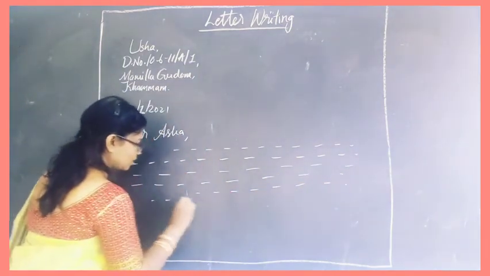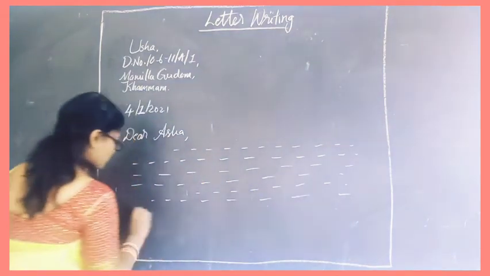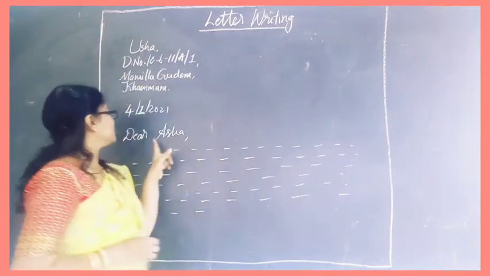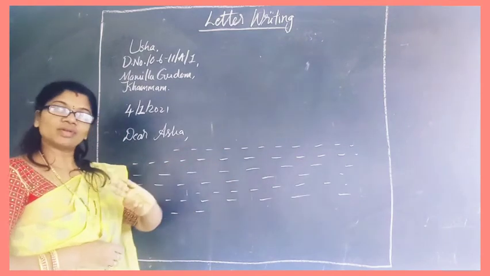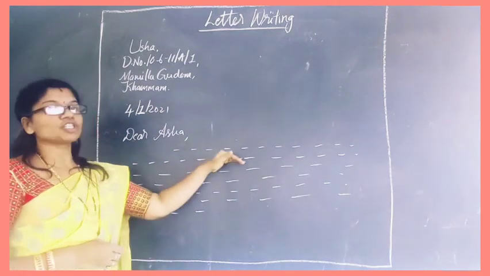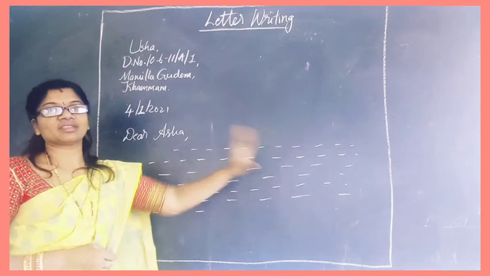One paragraph, two paragraphs. This is how to write it. Dear Asha, how are you? Question mark. I am fine. Full stop. Convey my wishes to your parents and your sister.